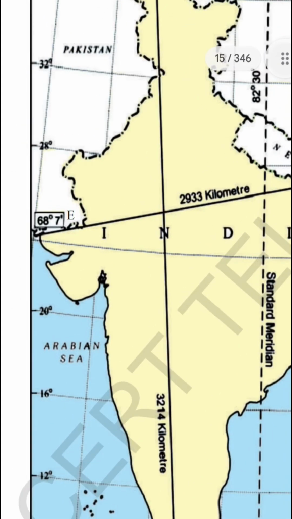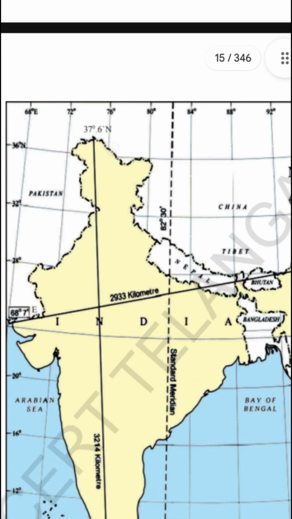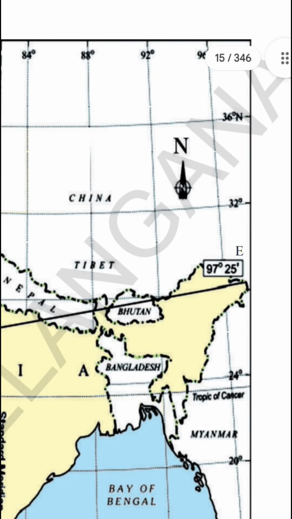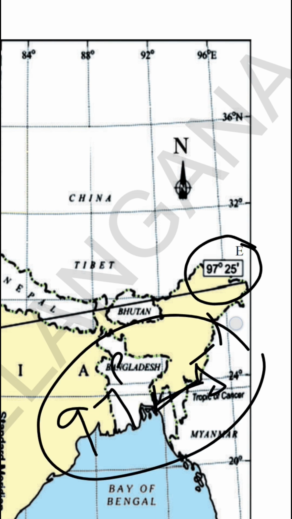Our coordinates reside from 68 degrees 7 minutes. From your 9th class you have very clear instructions that we read these numbers as 68 degrees 7 minutes, 68 degrees 7 minutes. And then when it comes to the eastern side, we can find here it is 97 degrees and 25 minutes, 97 degrees and 25 minutes.